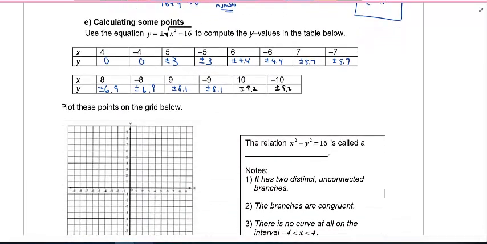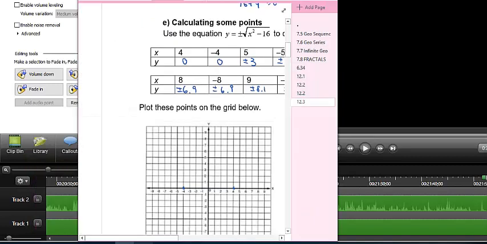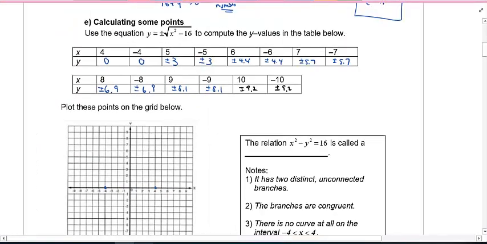We got the point 4, comma 0 right here. Negative 4, comma 0 over there. Then at 5 you get plus or minus 3. So up here, down there. Then 6, 4.4. Oops, I should do the negative 5 as well, right? Can you see how this is going to be symmetric? 6, 4.4, negative 6, 4.4.